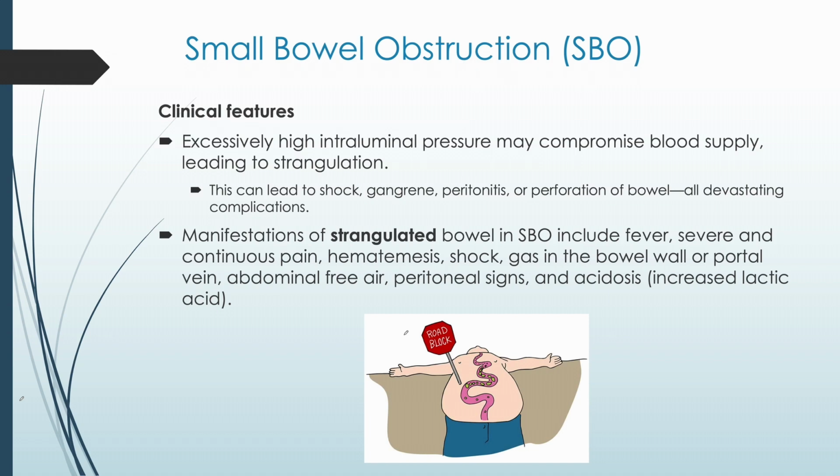Okay, so we do have to make that diagnosis. What we're looking for in this are signs of more systemic disease, so fever, severe continuous pain, throwing up blood, blood in the stool, shock, gas in the bowel or portal vein, abdominal free air, which would be indicative of a small bowel rupture, peritoneal signs, and then of course acidosis.